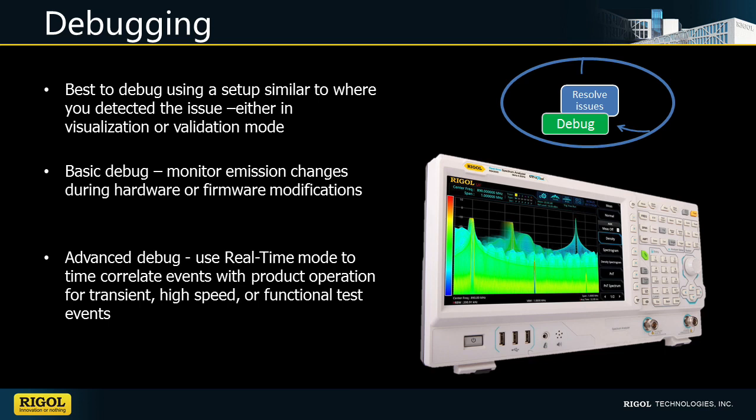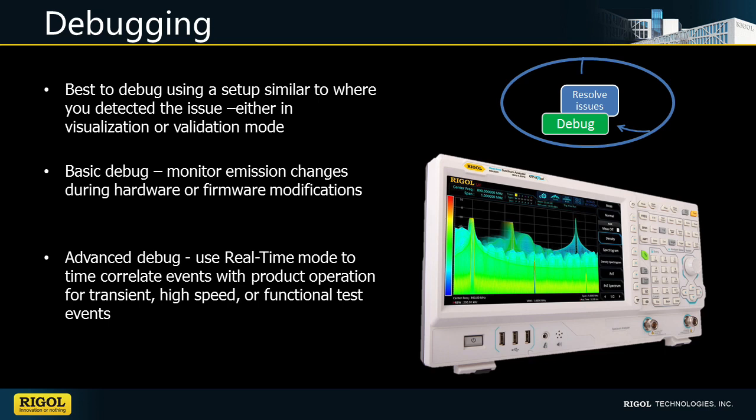So as we've built and designed and found some issues we need to work with in our product, how are we going to debug issues that are really related primarily to emissions, whether they be radiated, conducted, or immunity? Well, there are a couple different setup challenges and then debug challenges we want to look at. In general, I find it easiest to set up your debug tests in the same way where you originally found the problem, whether that was in a validation mode or just a visualization.